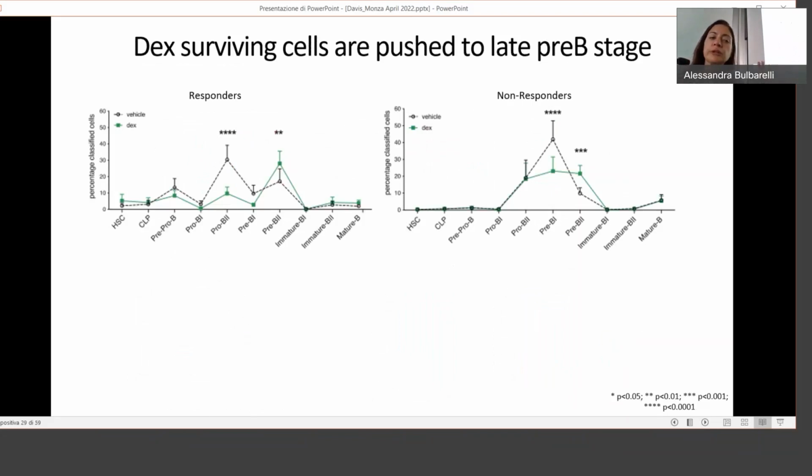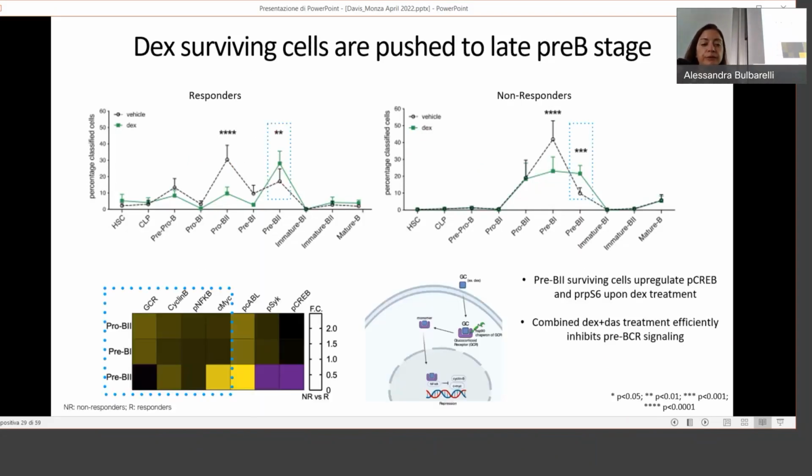We put these into our classifier and basically found that both in responders and non-responders, dexamethasone preferentially killed these late pro-B cells, but the cells that survived actually had a phenotype that was more like a later stage of development, like pre-B cells in both cases.